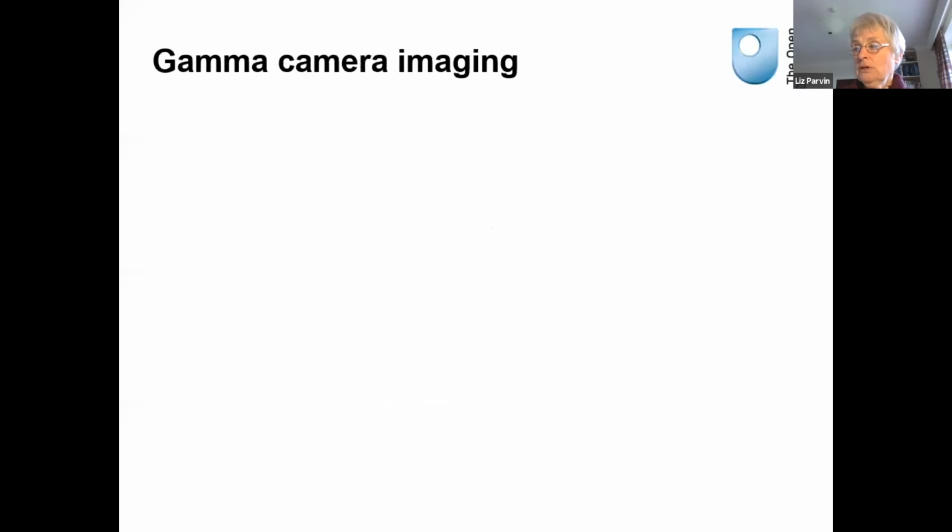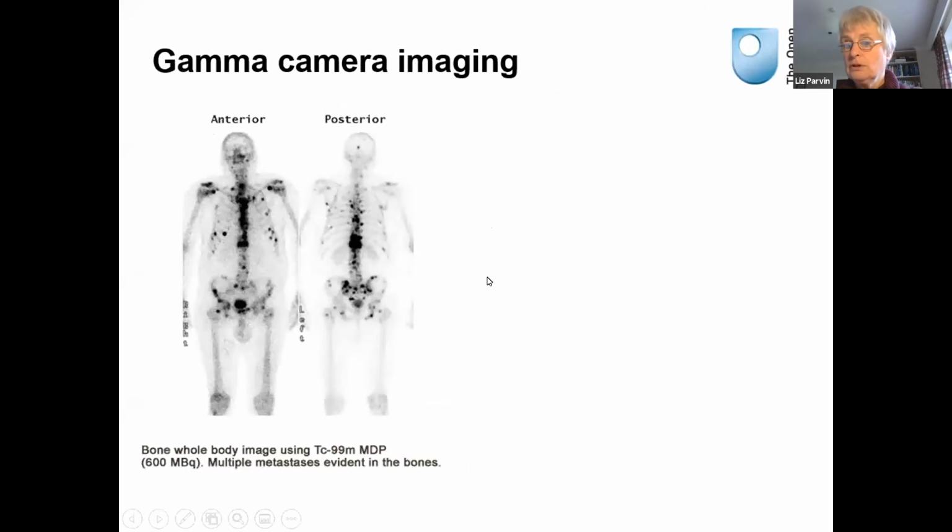So let's have a look at some images. Well, the first one I've got here is a simple whole body image. And this is a bone imaging system.